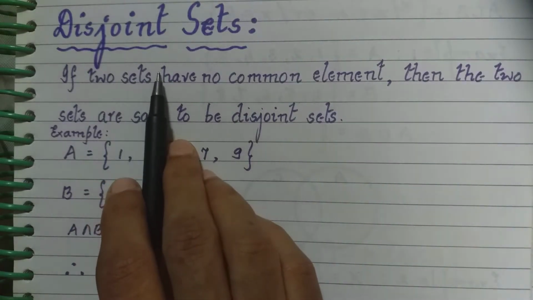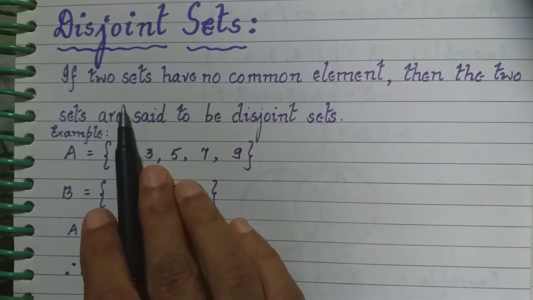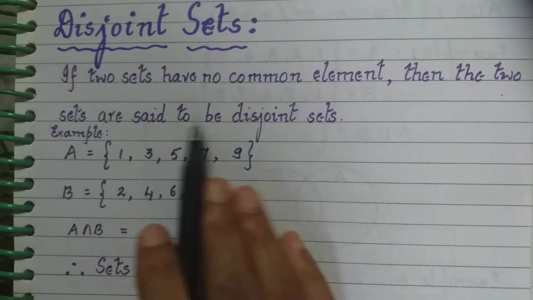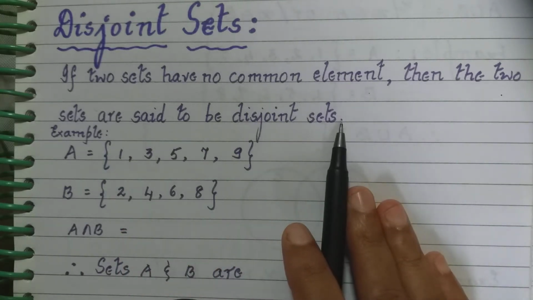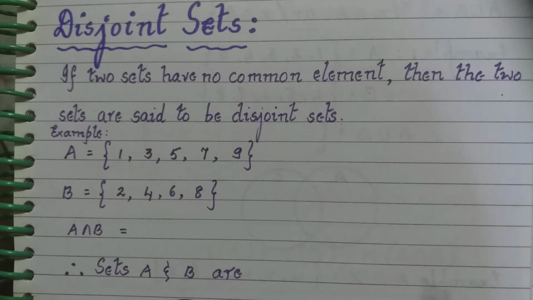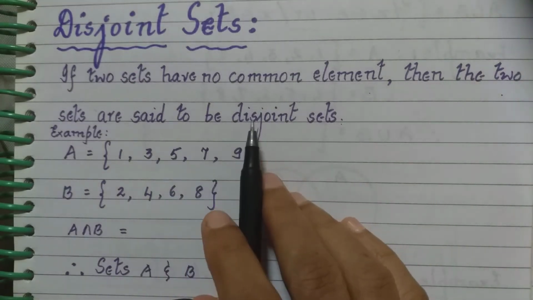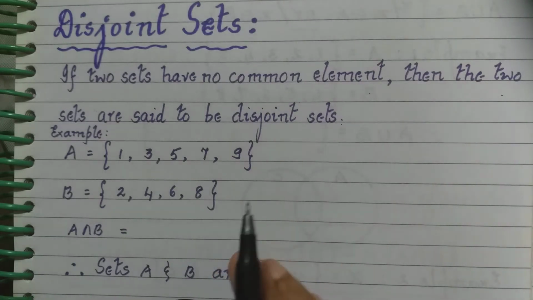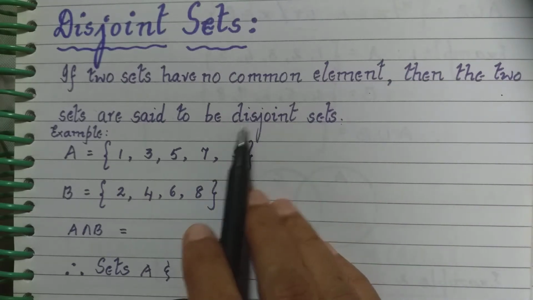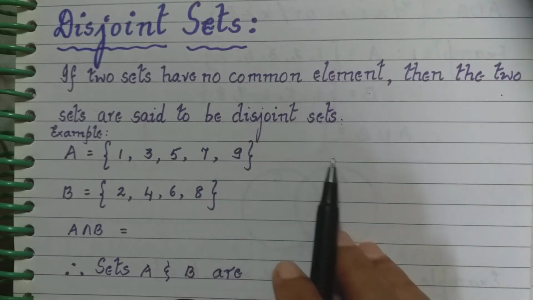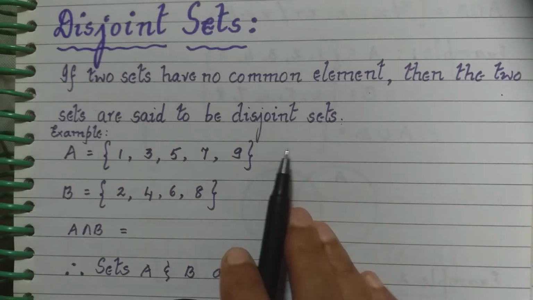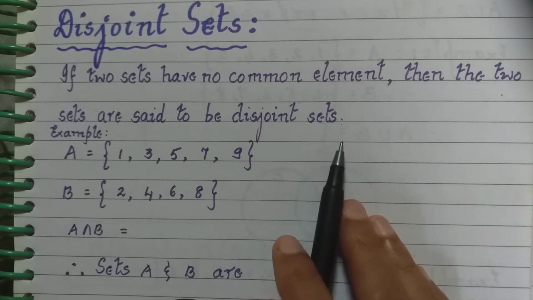Now let us see what are disjoint sets. If two sets have no common element, then the two sets are said to be disjoint sets. That is, two sets are existing and not even a single element is present which is common between the two sets. Then we say those are called disjoint sets. Joint is when they are joining each other or there is an intersection. Disjoint means there is no joint between the sets. So such sets are called disjoint.